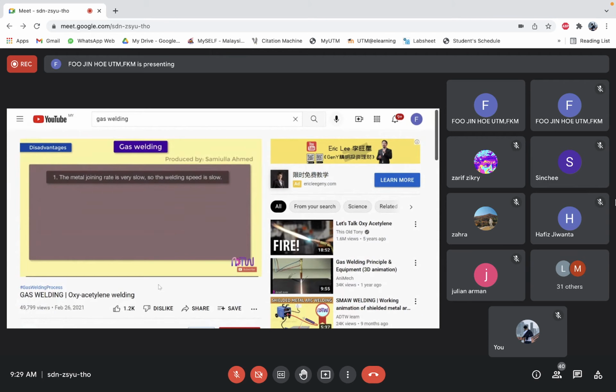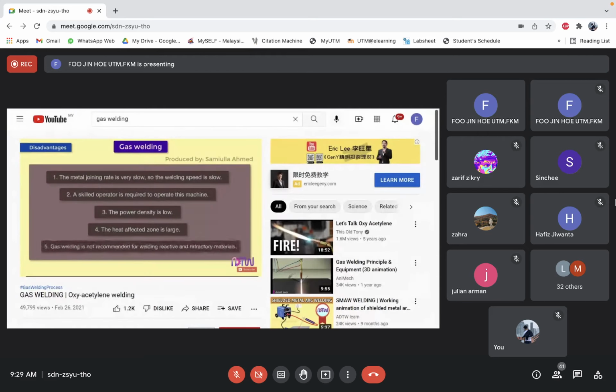The metal joining rate is very slow, so the welding speed is low. 2. A skilled operator is required to operate this machine. 3. The power density is low. 4. The heat affected zone is large. 5. Gas welding is not recommended for welding reactive and refractory metals. Linear applications of gas welding.